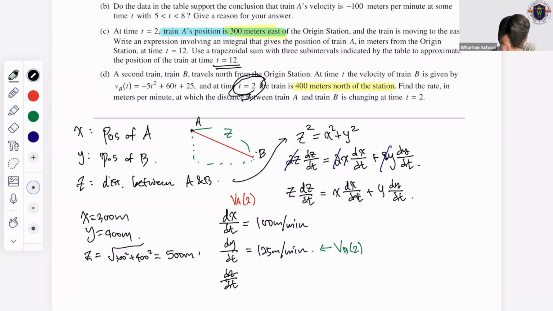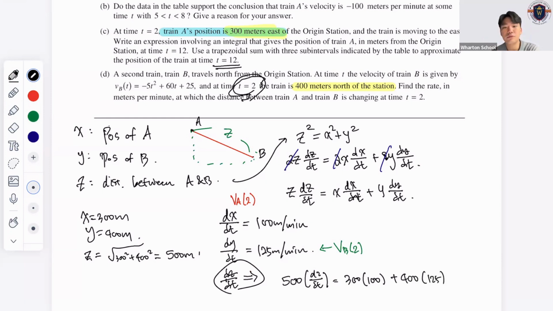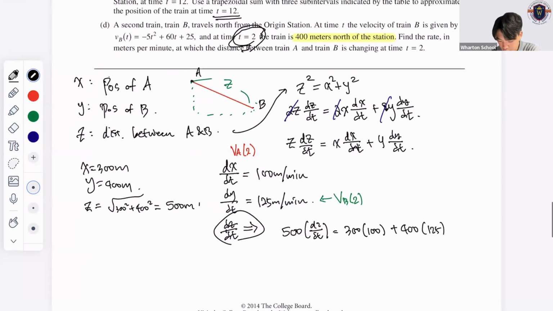So let's substitute everything. This one we still don't know. So we substitute: 500 dz/dt is equal to 300 multiplied by 100 plus 400 multiplied by 125. If we calculate everything, this will give us dz/dt of about 160 meters per minute.